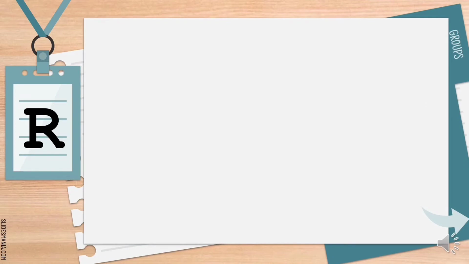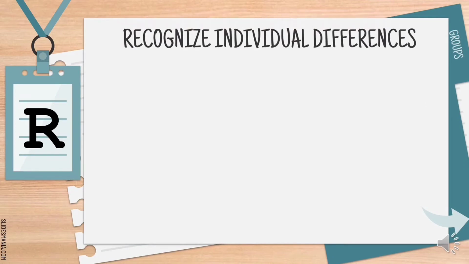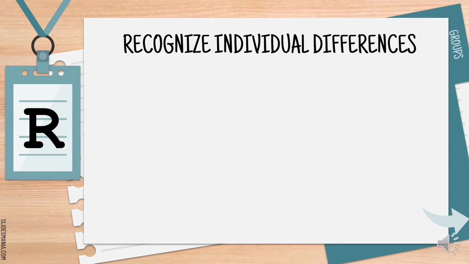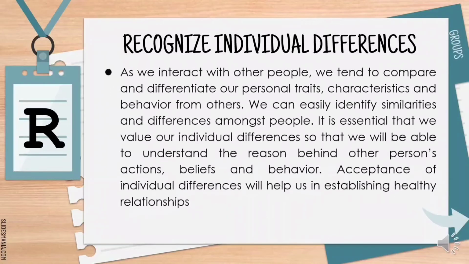What does it mean by R? R stands for recognize individual differences. How are you going to recognize individual differences? As we interact with other people, we tend to compare and differentiate our personal traits, characteristics, and behavior from others. We can easily identify similarities and differences amongst people.